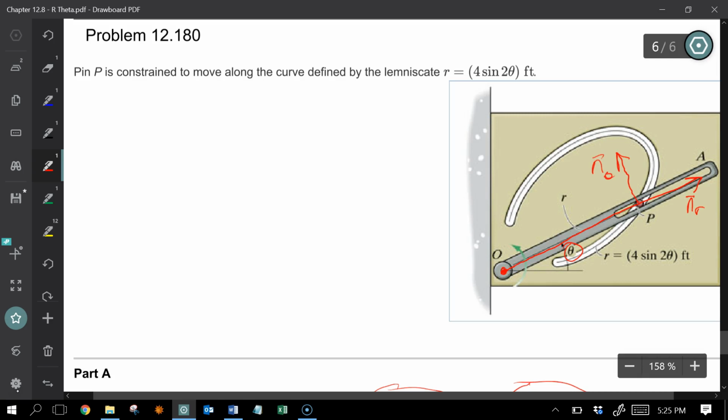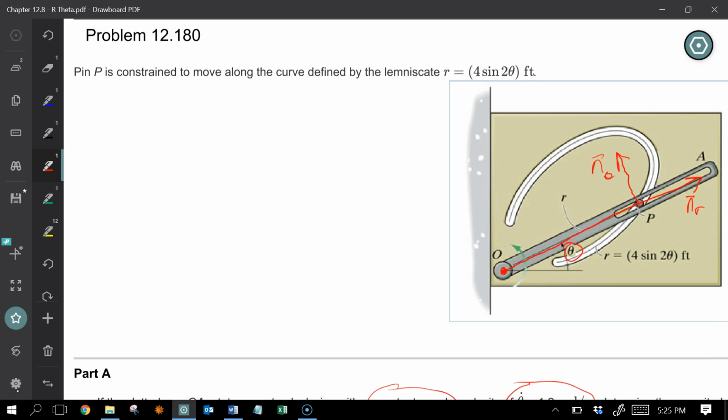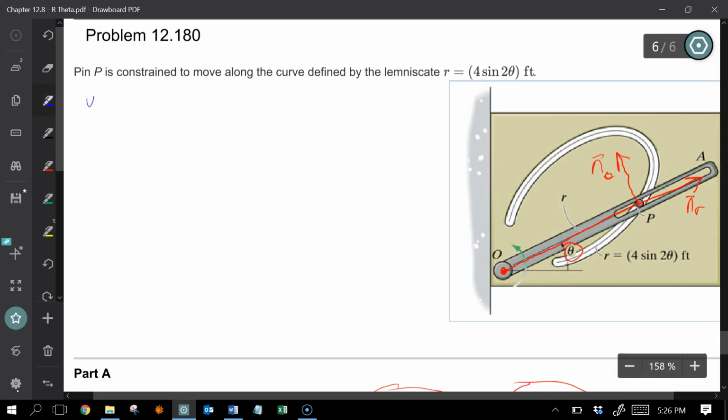Then if you want the velocity and the acceleration, you basically write down the velocity equations. So the velocity is equal to r dot in the radial direction plus r theta dot in the transverse direction. And then you can do the same thing for the acceleration. So basically what you need is to know theta, theta dot, theta double dot, r, r dot, and r double dot. Those are the things that you need.